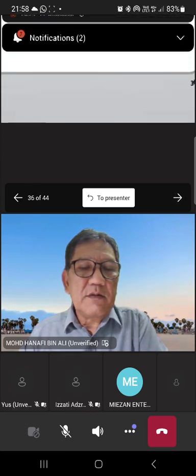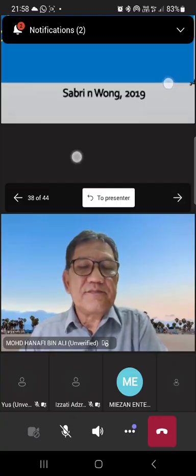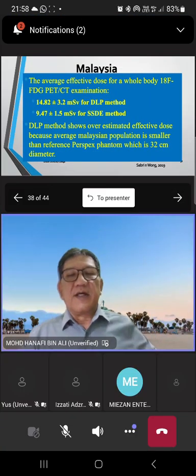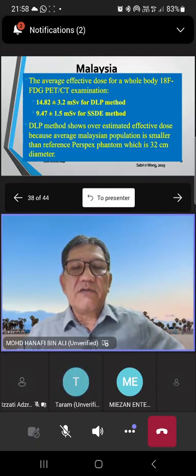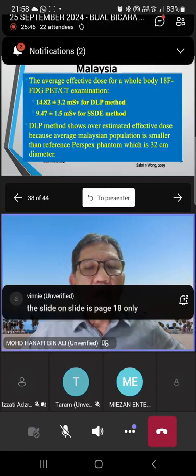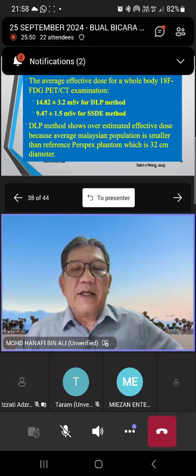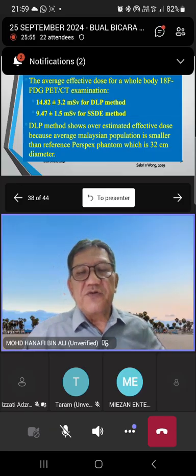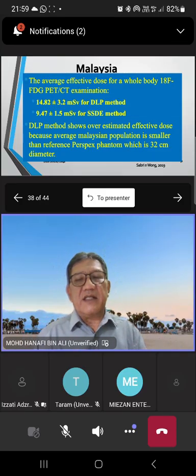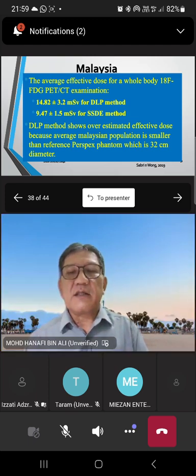Sebab saya ada terima yang ni, so I think Prof cuba share on the slide 38 kan, which is the Malaysia perspective. Yeah, average effective dose for whole body PET CT around 14.82. Yeah, and DLP. And another term that they use, SSDE, I mean size-specific dose estimate. That's something.